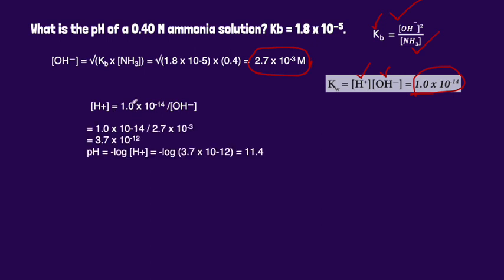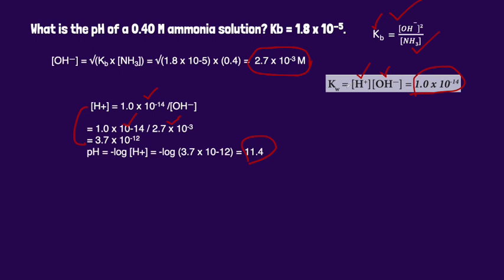I just did a 1.0 times 10 to the power negative 14 divided by hydroxide, and my hydroxide is at 2.7 times 10 to the power negative 3. I get this number, which is my molarity for hydrogen. Okay, and then I have my concentration. I take a negative log of that, and I get an 11.14.